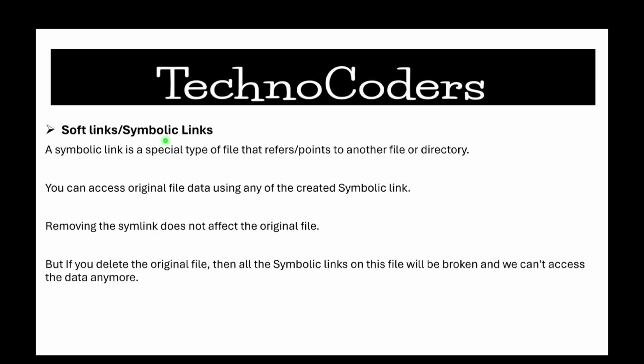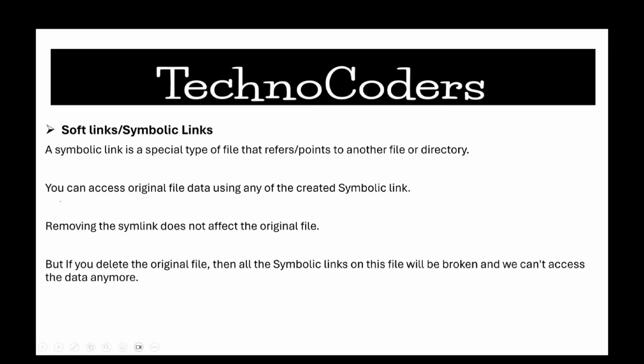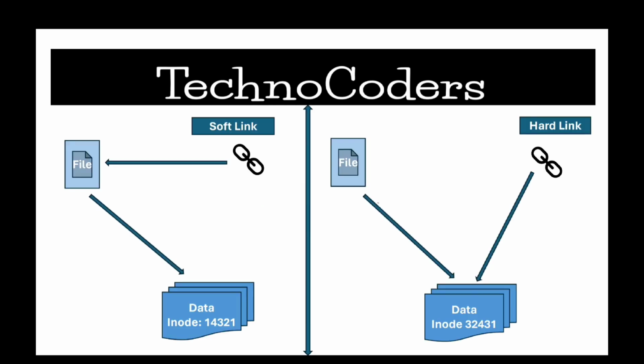So here, soft link or symbolic link. A symbolic link is a special type of file that refers or points to another file or directory. See in this diagram, this is a special type of file which points to this particular file or directory, not directly to the data. You can access the original file data using any of the created symbolic links. If I open this link, it will actually open this data file, right?